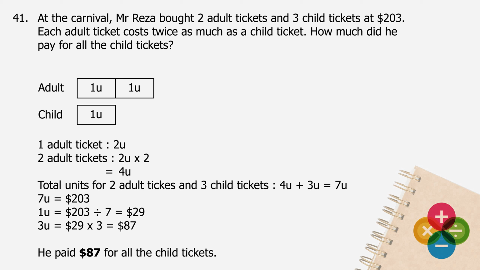7 units is equal to $203. 1 unit will be, divide $203 by 7, and the quotient is $29. 3 units will be, multiply $29 by 3, and the product is $87. He paid $87 for all the child tickets.